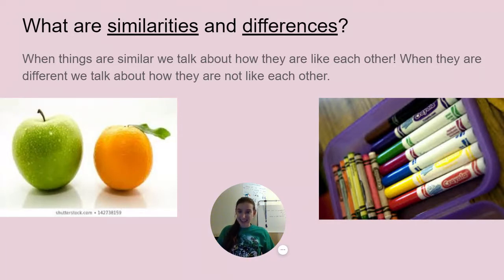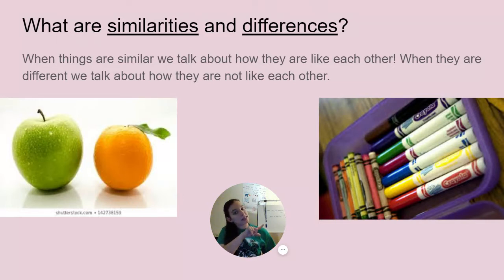Yes, good answers. We know that the apple is green and the orange is orange. When you eat an apple, you could just take a bite right into it, but you have to peel the orange open to be able to eat it. And we know that they do not taste the same at all. An apple and an orange taste very different.